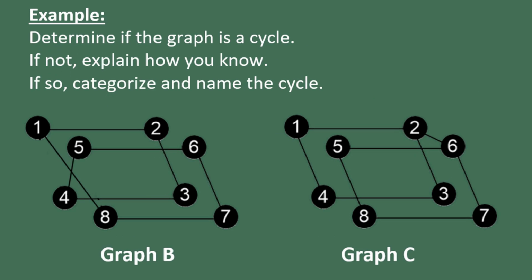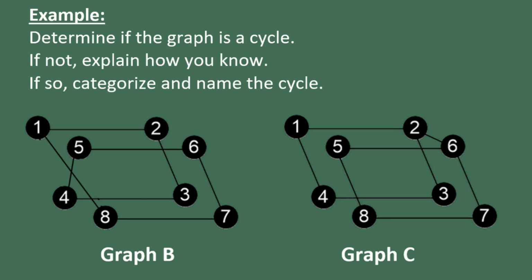In this example, we're asked to determine if each of these graphs is a cycle. If it's not a cycle, we have to explain how we know it's not. And if it is, we have to categorize it, which means tell what size it is, and name it, which means to list the vertices in order. Let's start by checking to see if graph B has the characteristics of a cycle.